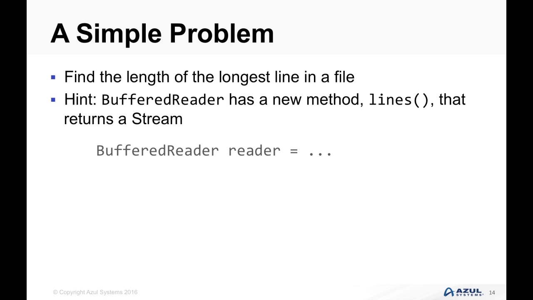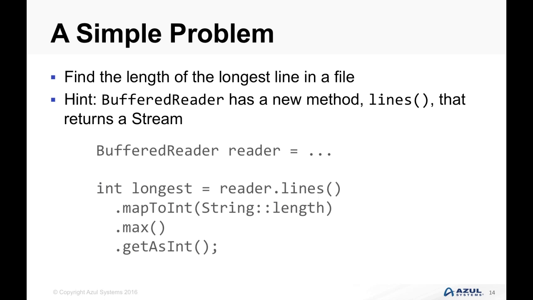You had a collection of strings in a file, and what you wanted to do was find the length of the longest string in that file. It's a fairly simple thing. We gave people a hint, which was that the BufferedReader class now has a new method called lines, which returns a stream of strings from the source. So if you link a BufferedReader to a file, you get the lines in the file as a stream of strings.